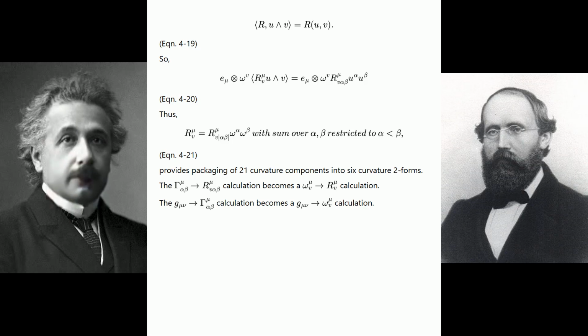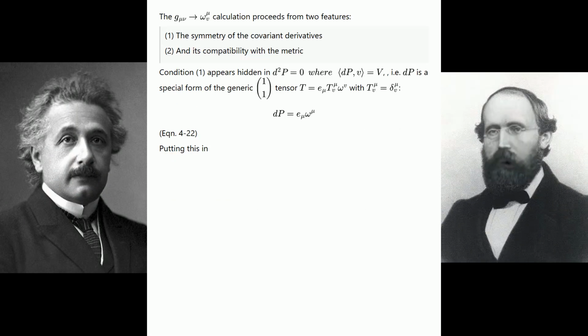The g sub mu nu goes to gamma sub alpha beta to the mu calculation becomes a g sub mu nu goes to omega sub v to the mu calculation. The g sub mu nu goes to omega sub v to the mu calculation proceeds from two features. 1. The symmetry of the covariant derivatives. 2. And its compatibility with the metric.